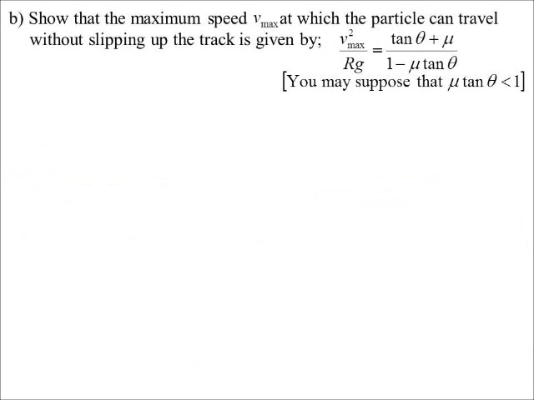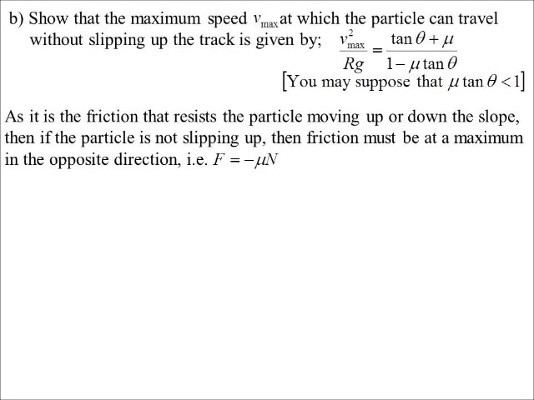Now, we want to find the maximum speed, or they've told us what it is. They want us to confirm it, that we can travel without actually slipping up the track. And we can suppose that mu tan theta is less than 1. Now, it's friction that's stopping it moving up or down, and it's saying without slipping up the track. So therefore, friction in this problem is actually going down the track. And so in this case, friction is minus mu n, not positive mu n, because remember, they defined positive to be going up the track.